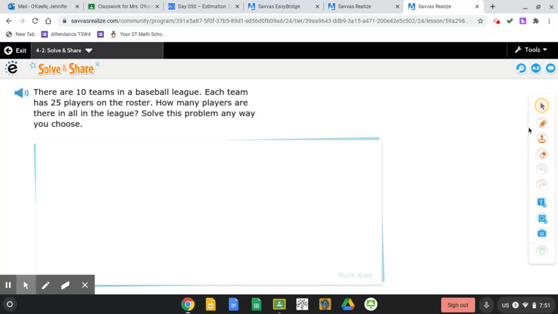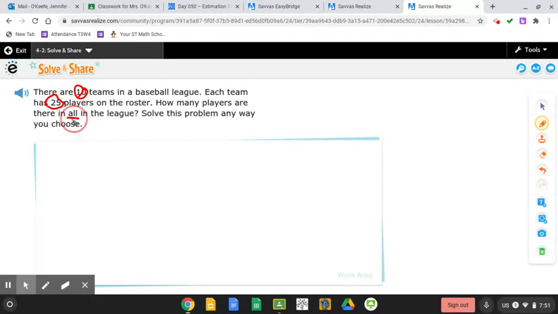So first and foremost, like I said, when you're doing any kind of solve and share problems, you really want to pull out information that you think is going to be helpful. So there are 10 teams. 10 sounds like it's good. Each team has 25 players. How many players in all?